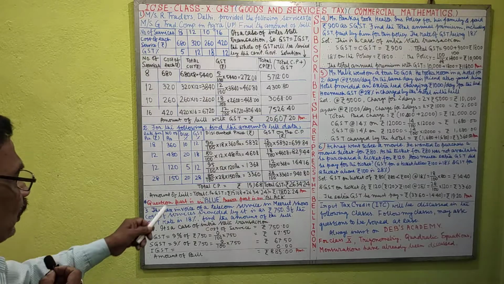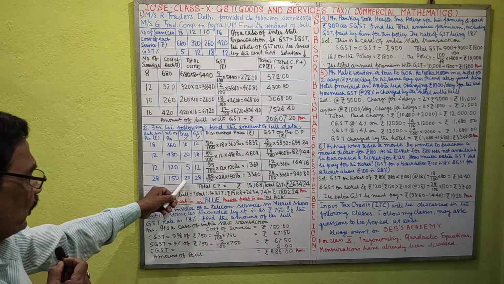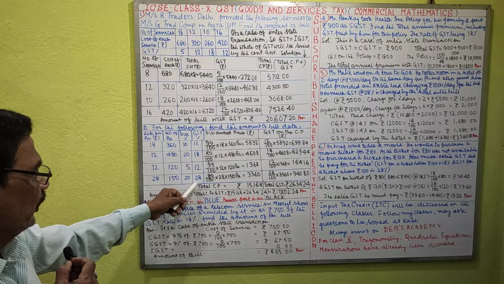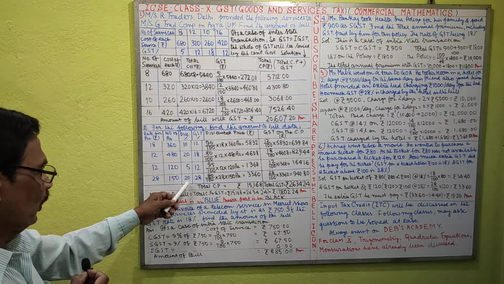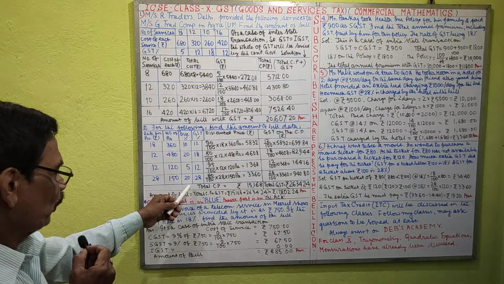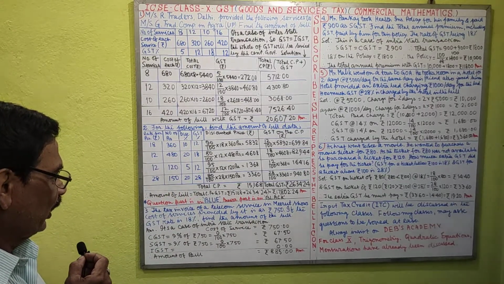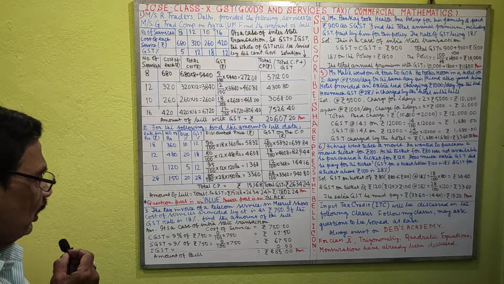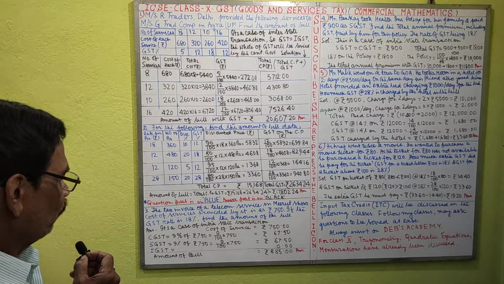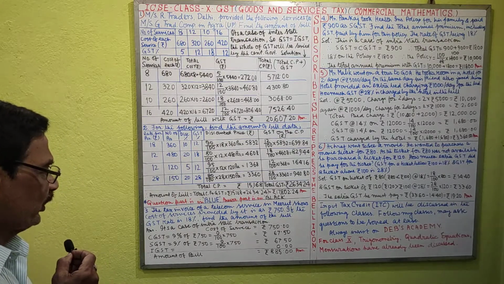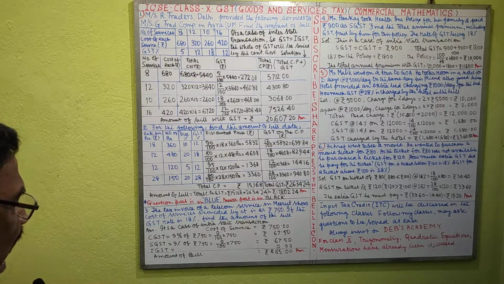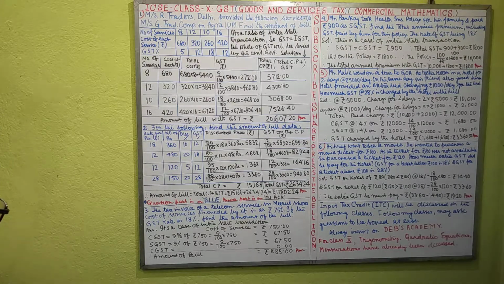Therefore discount percent is 20 and GST is 28%. Since discount is 20%, therefore the charged price is 80%. 80% into 28 into 150 pieces equals rupees 3,360, and 28% GST on 3,360 equals 940.80.